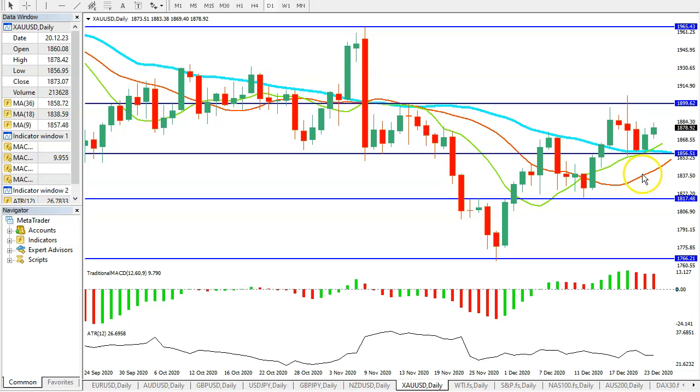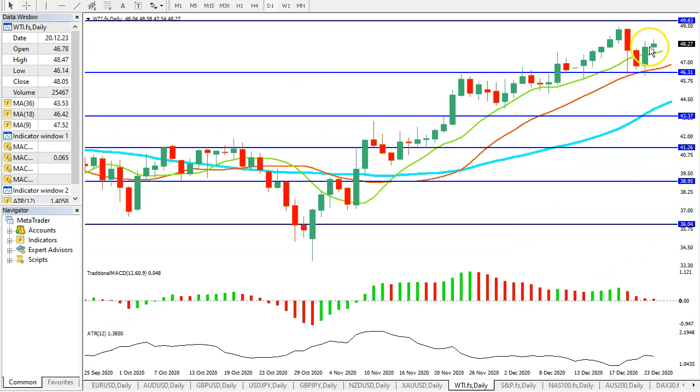or we could look for potential long entries around the previous low. If the price retraces back here below this level, down to this level, we would also consider long entries.